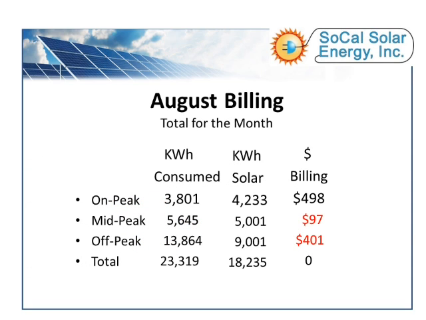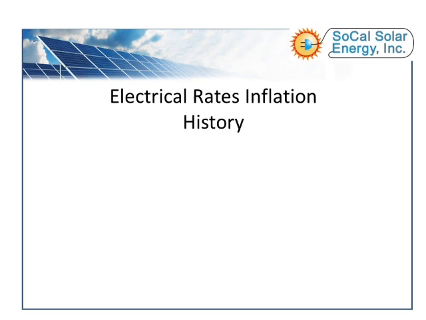Now let's look at the total August billing. The on-peak was a credit, while the mid-peak and off-peak charges were a debit. The net was zero. Also note that solar needed to produce only 78% kilowatt hours of the consumption to zero the bill. Now this is only an example of how net metering works. Normally the month's energy charge is never zero. Some months are credits and some months are debits. The goal is to have the yearly energy zero.